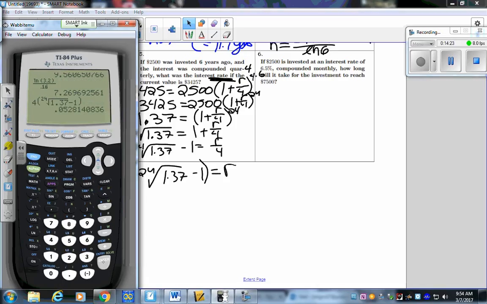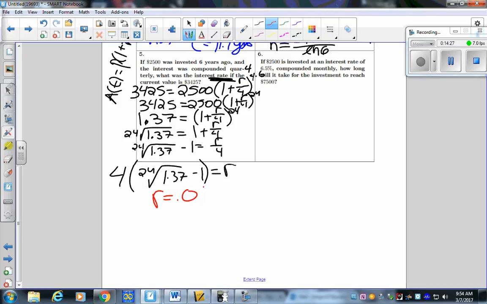All right, so we get 0.0528. That's a really small percent. But remember, when we put something into our equation, we put it as a decimal. So to change that to a percent, it's actually 5.28%, okay, which makes a little bit more sense.